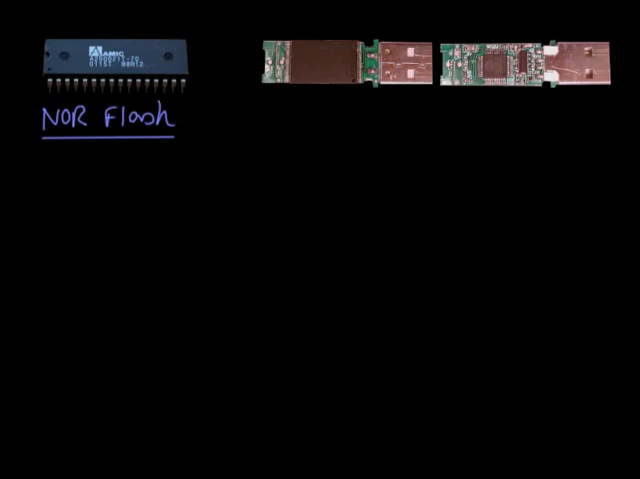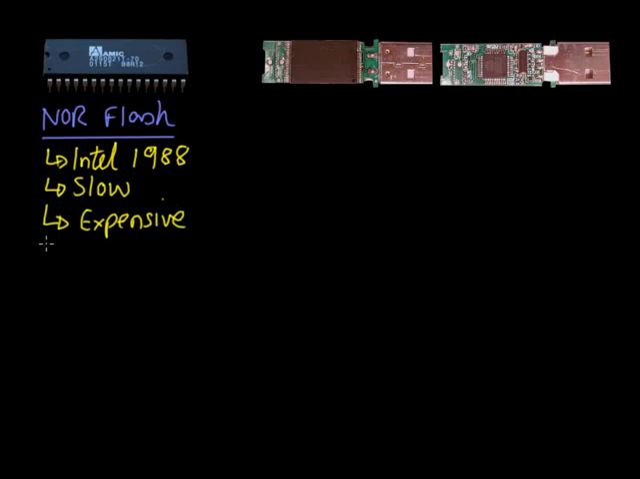NOR flash was invented by a company called Intel, which you again may have heard of. Hopefully you've heard of those. Intel invented it in 1988, so not long after flash was invented. And it's fairly slow, so it's not the fastest storage device in the world. It's fairly expensive because of the electronics and the way that the memory is constructed. But it is random access, truly random access as well.